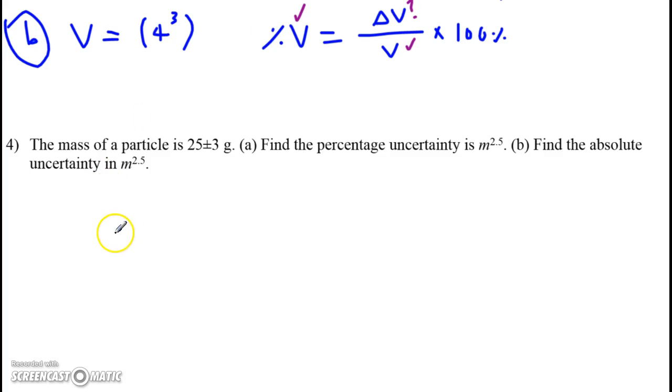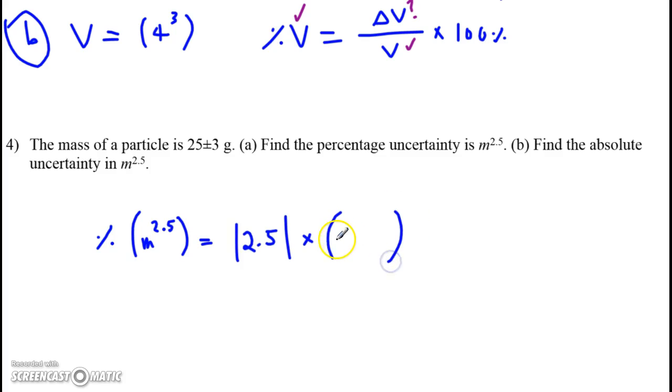And this is not so bad. You do the same thing as before. The percent uncertainty in mass raised to the 2.5, whatever that value comes out to, it has uncertainty. And the uncertainty you get by taking the power, absolute valuing it, and you multiply by the percentage uncertainty in M, the measurement itself. So the percentage uncertainty is just 3 over 25, right? 3 over 25 times 100%. So that's part A. Part B is the absolute.